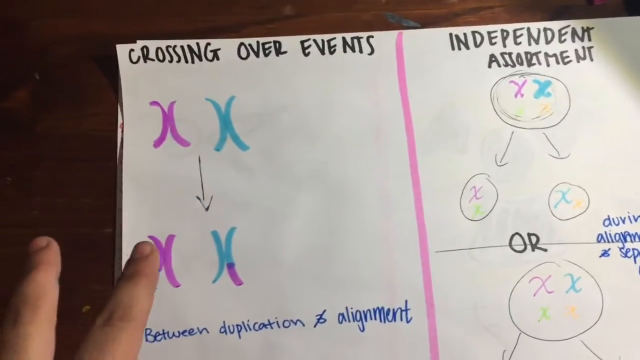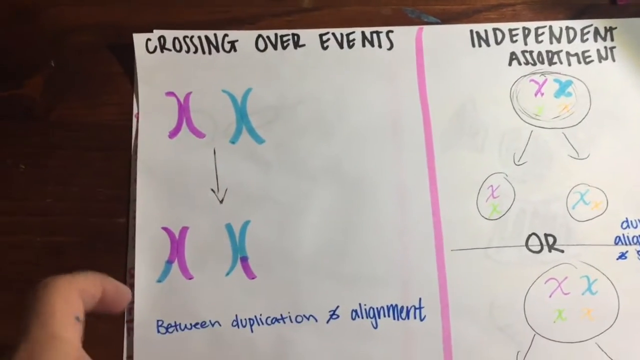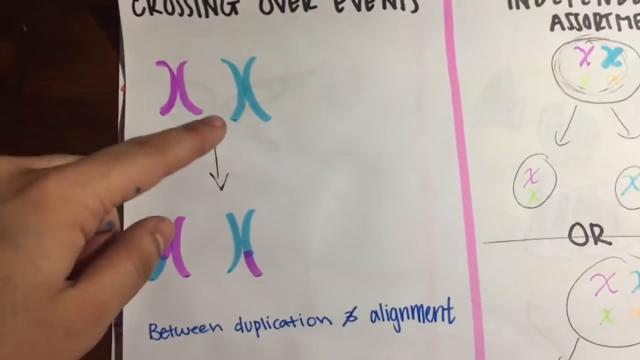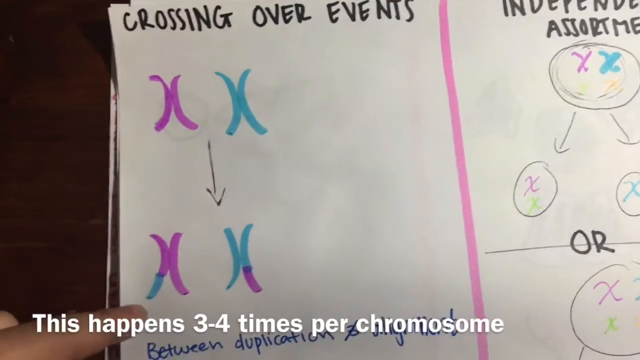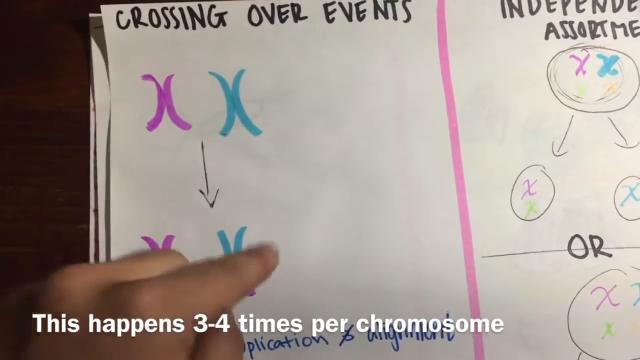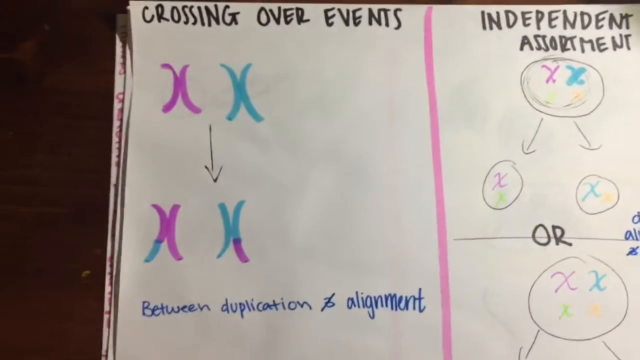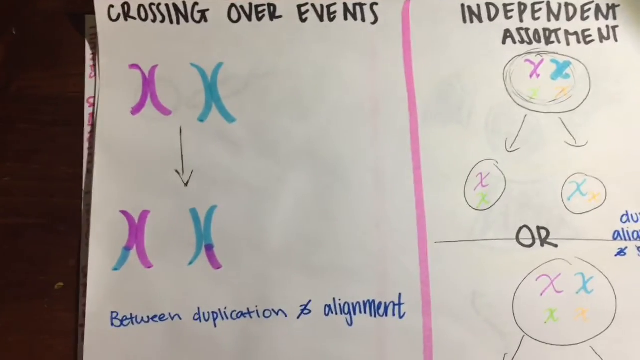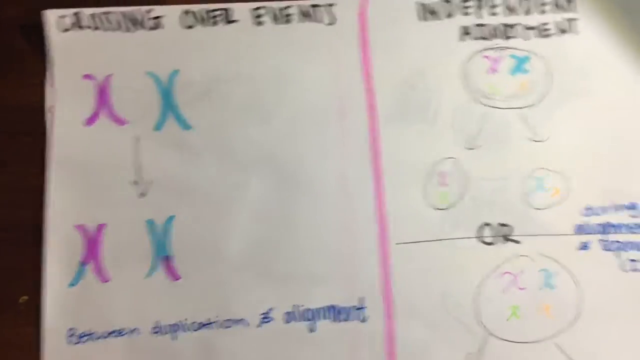Basically, homologous pairs will interchange part of their chromosome. For example, here you can see that part of the blue chromosome has been transferred to the purple side and vice versa. This makes it so that there's more variation in a species by mixing the genes.